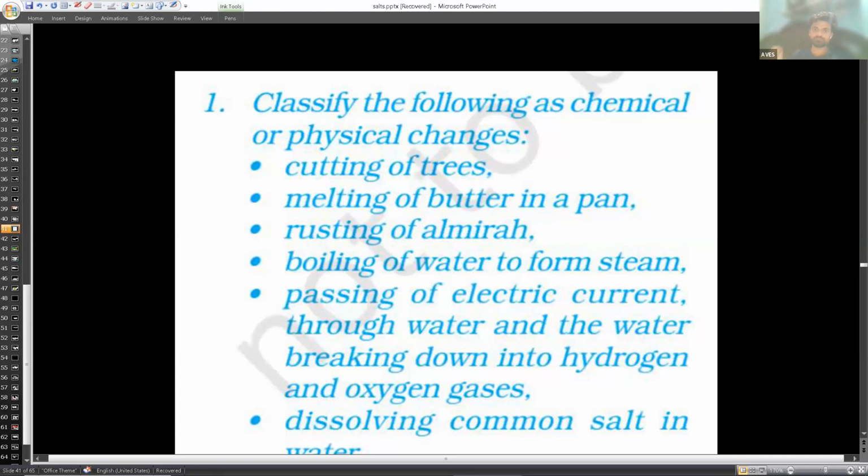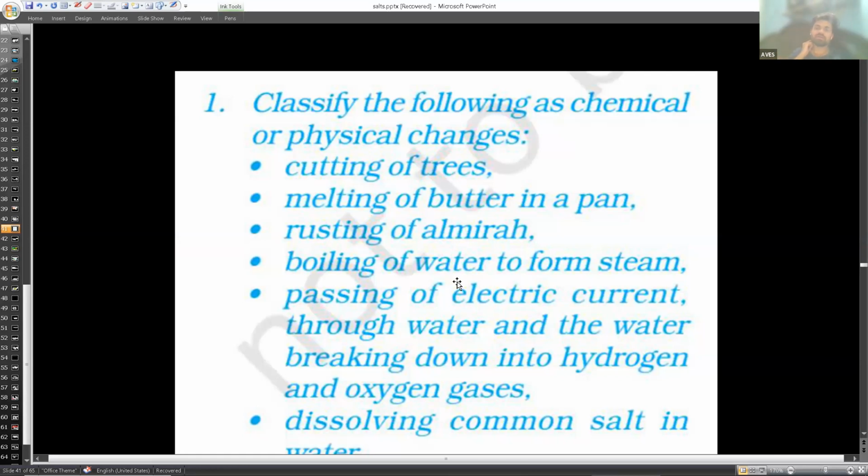Done? Yes, sir. Okay. Tell me orally which of the following is a physical change and which is a chemical change. Cutting of trees is chemical or physical? Sir, physical. Physical. Okay. Melting of butter in a pan is physical.